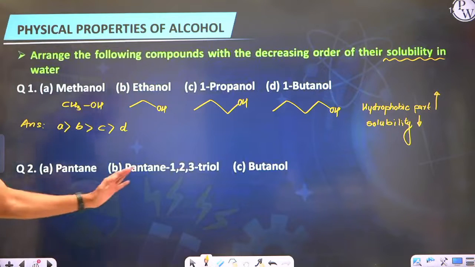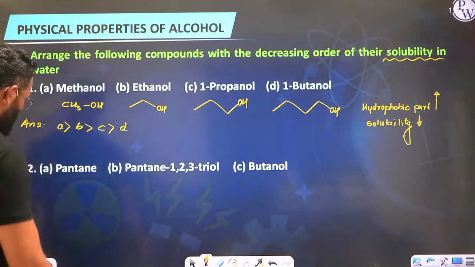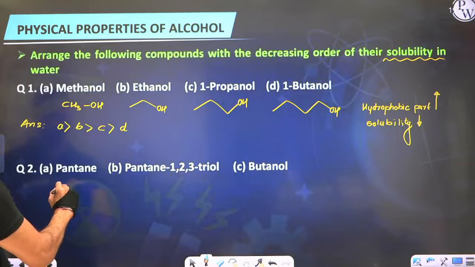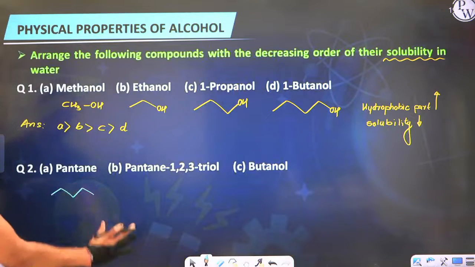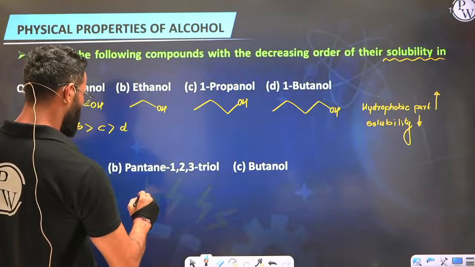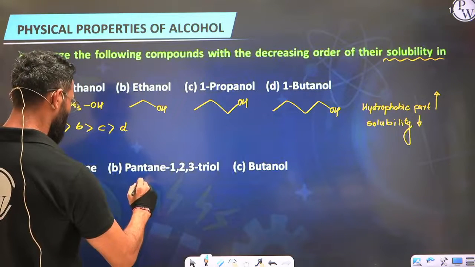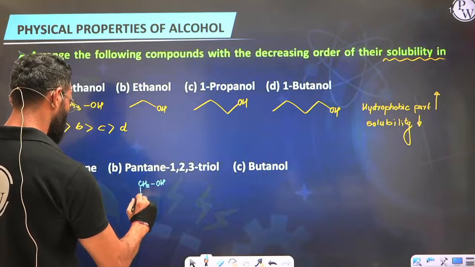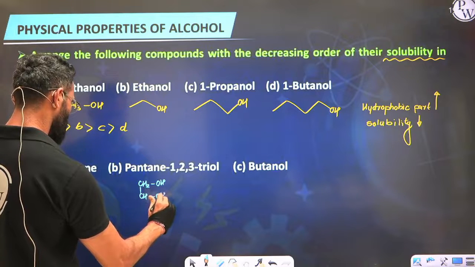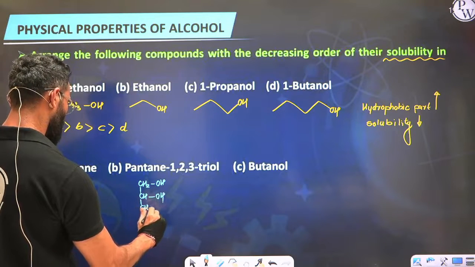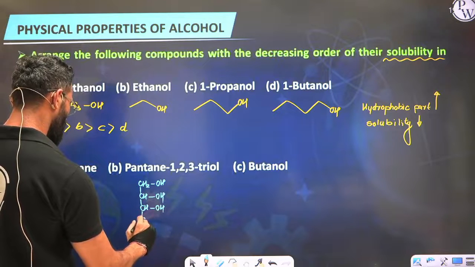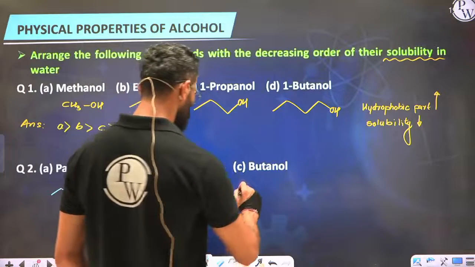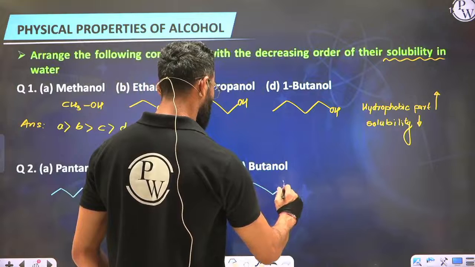Finally, pentane-1,2,3-triol and butanol. Okay, guys, we'll draw the structure here. Pentane, 1, 2, 3, 4, 5. Only the hydrocarbon part, there is no alcoholic OH. Pentane-1,2,3-triol: OH, OH, OH on the three carbons, and the 2 more carbons I'm writing together, C2H5. And here butanol, 1, 2, 3. They have not given which butanol, I'm taking 1-butanol.